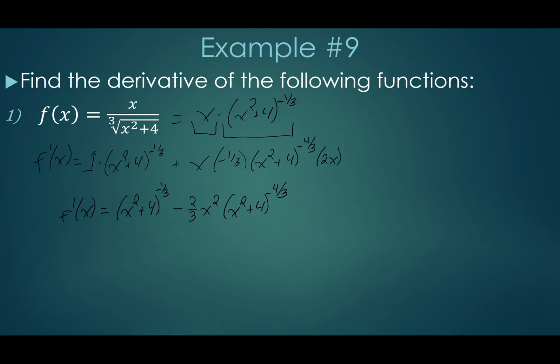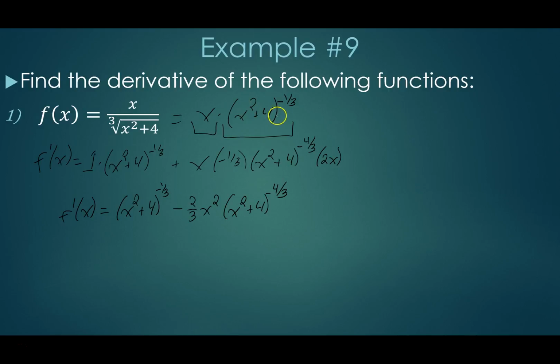Okay, so for this derivative, your final answer should be (x squared plus 4) to the negative 1/3 power, minus 2/3 x squared times (x squared plus 4) to the negative 4/3 power. Again, the way it works is it's our product rule, so we do the derivative of the first. Derivative of x is just simply 1, times our second function, (x squared plus 4) to the negative 1/3 power. And then plus the first function times the derivative of the second.